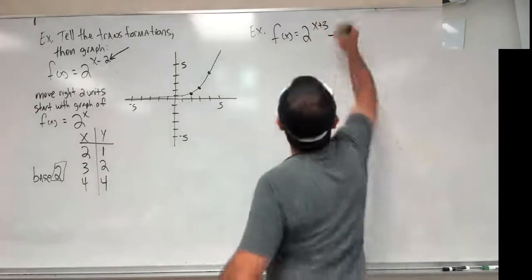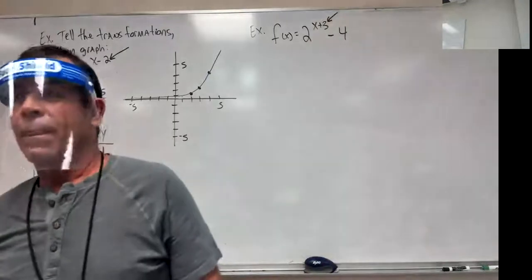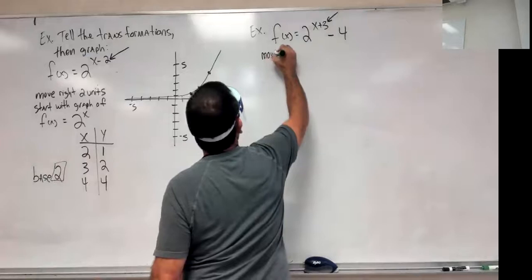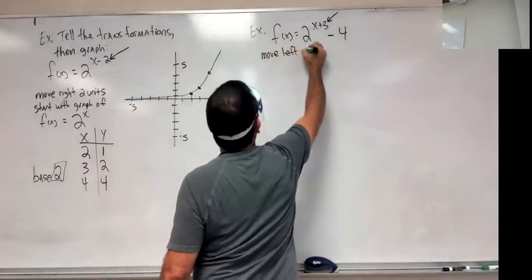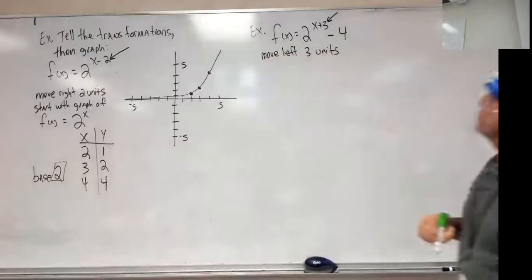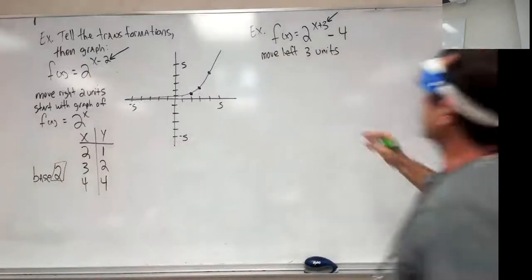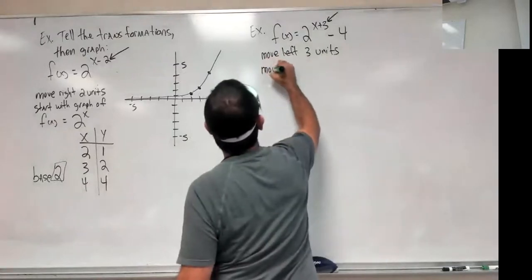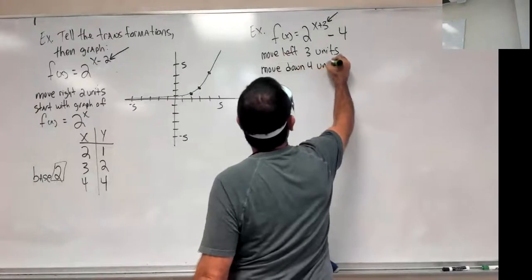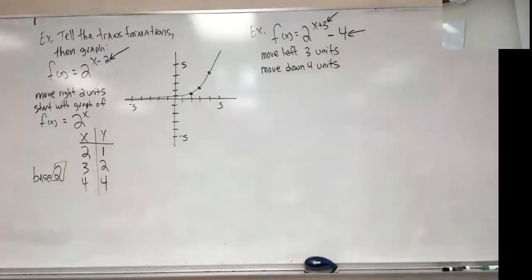So, what's the plus 3 doing to me? Moving it to the left, right? I want to move left 3 units. All right, so what's the negative 4 doing to me? So it's going to move me down 4 units. And it looks like that was only 2 moves.